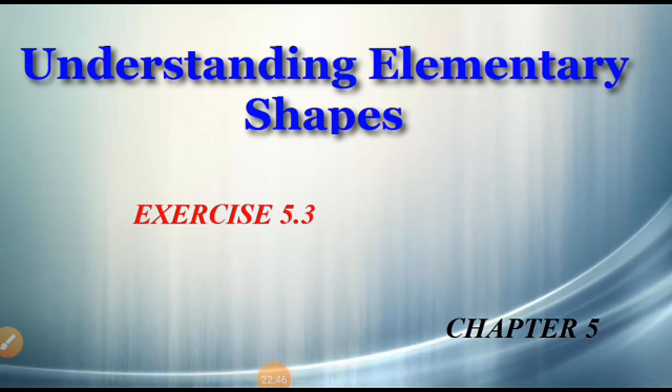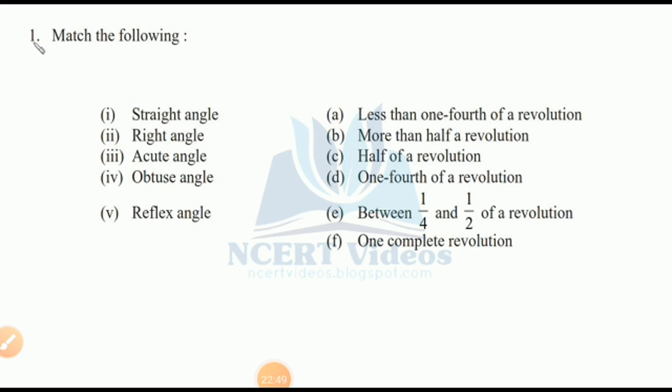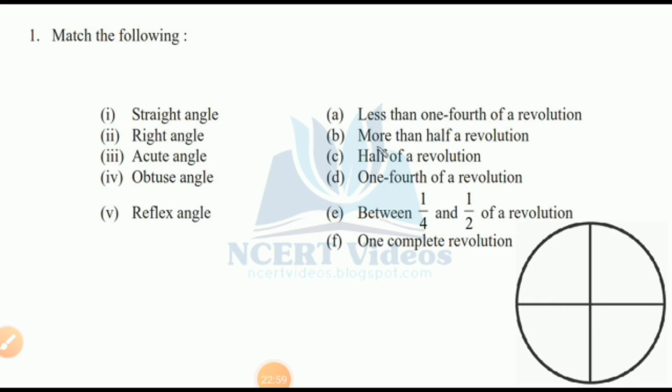Look at the questions of exercise 5.3, my dear students. A very easy exercise is coming. Match the following, your favorite questions. 1 to 5 are given here on the right side, A, B, C, D, E. And here I have drawn a circle with 4 parts. Fractions are there, 1 upon 4, 1 upon 4, 1 upon 4, 1 upon 4. Each is a right angle, 90 degrees.